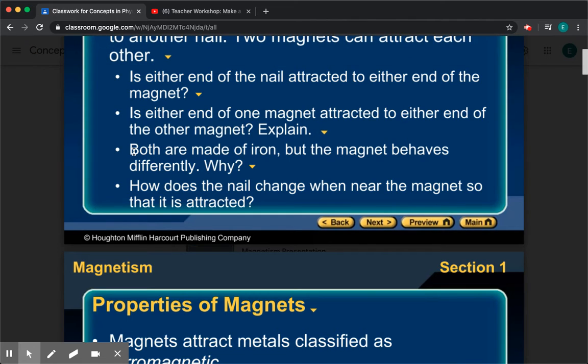Both the nail and the magnet are made out of iron, but why is one magnetized and the other not? What happens when we bring the nail to the magnet and it sticks? Because if you bring two nails together, they don't stick, but the nail sticks to the magnet. Why?